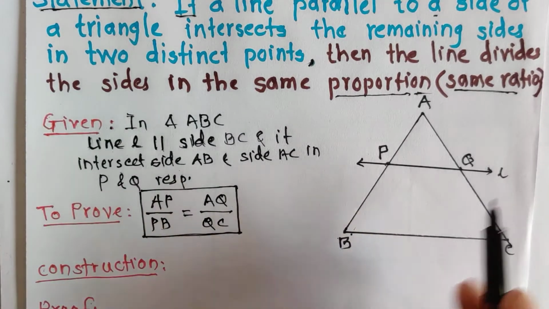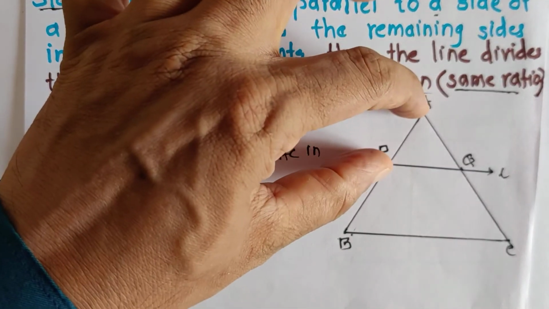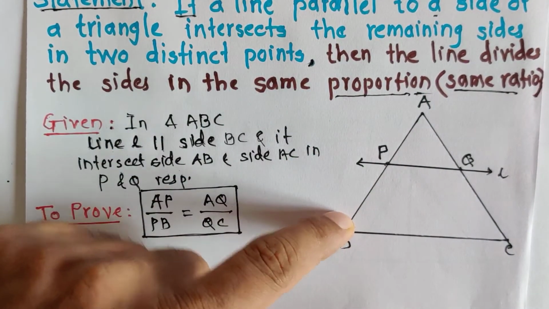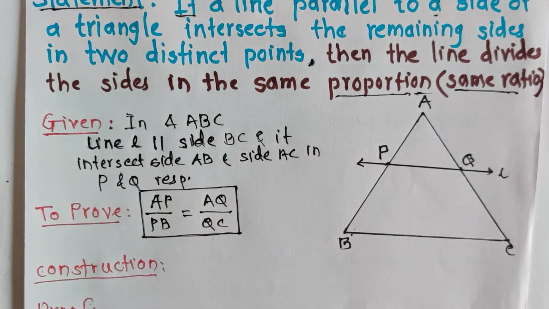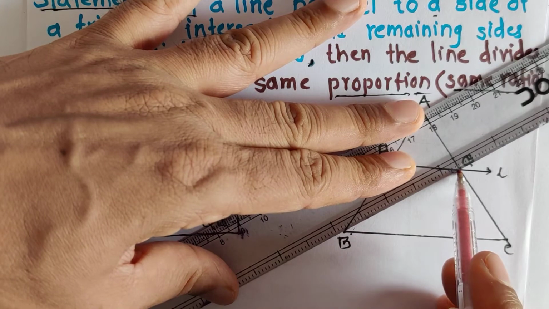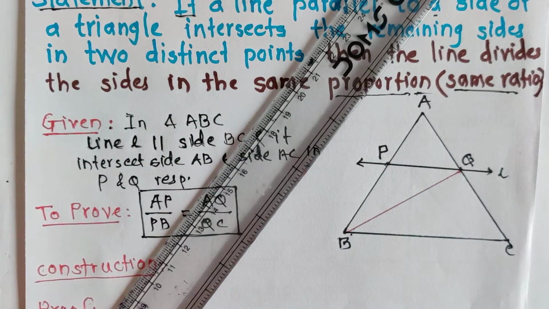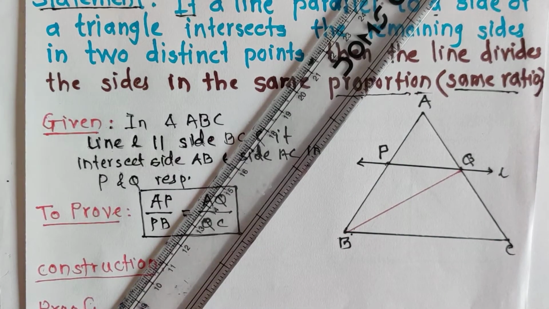The line L divides sides AB and AC in the same ratio, or in proportion. This means AP upon PB equals AQ upon QC. Now for that, one construction is there. How to draw the construction? We have to join B and Q, and P and C. So join BQ, and join PC.